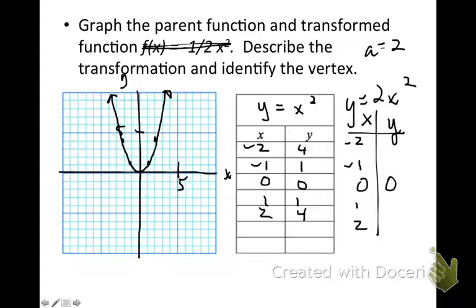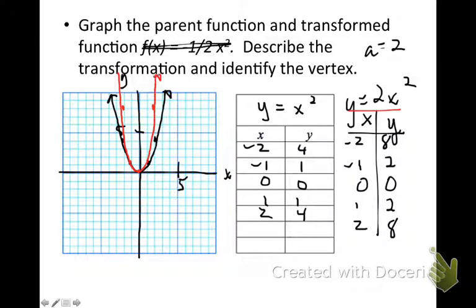If I square negative 1, I get 1, times 2 is 2. Negative 2 squared is 4, times 2 is 8. 1 squared is 1, times 2 is 2, and then I will get 8. I'm going to graph this in red.